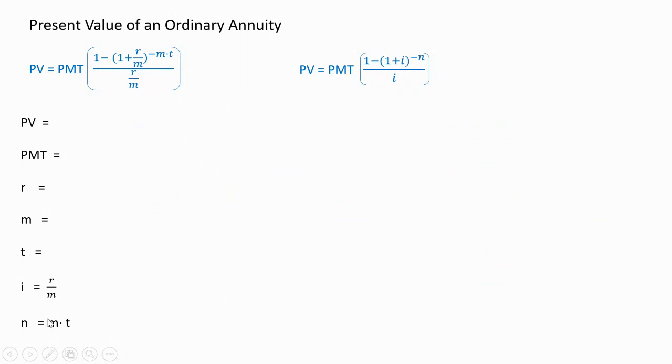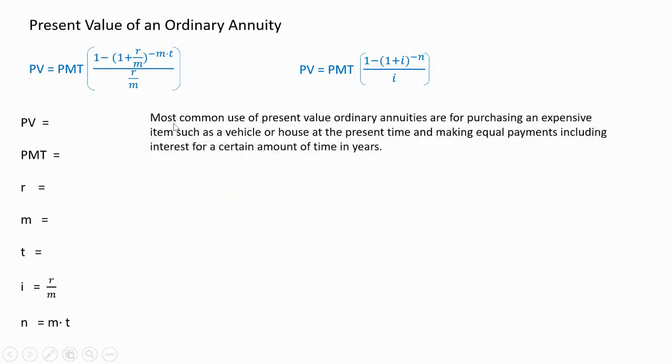So again, there are 7 things. But now the I replaces the R divided by M, and N replaces the N times T, as is over here. This is a formula that I like to use. Most common uses of present value of ordinary annuities are for purchasing expensive items such as a vehicle or house at the present time and making equal payments, including interest, for a certain amount of time in years.